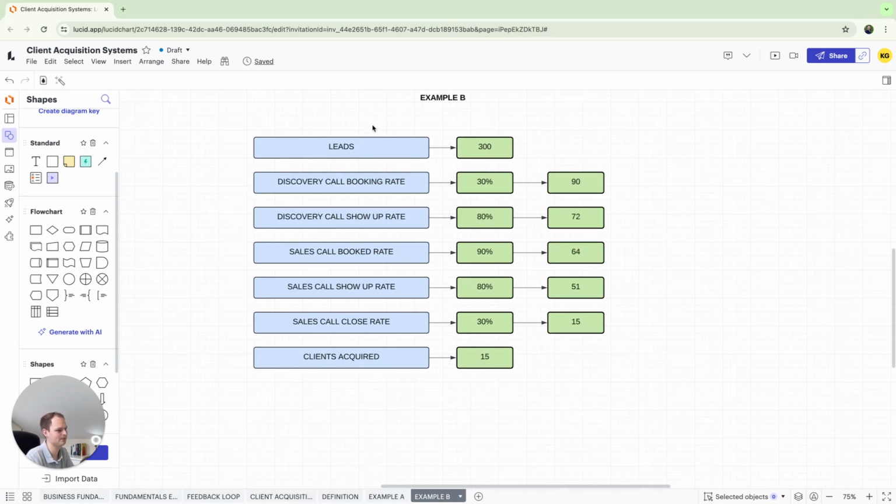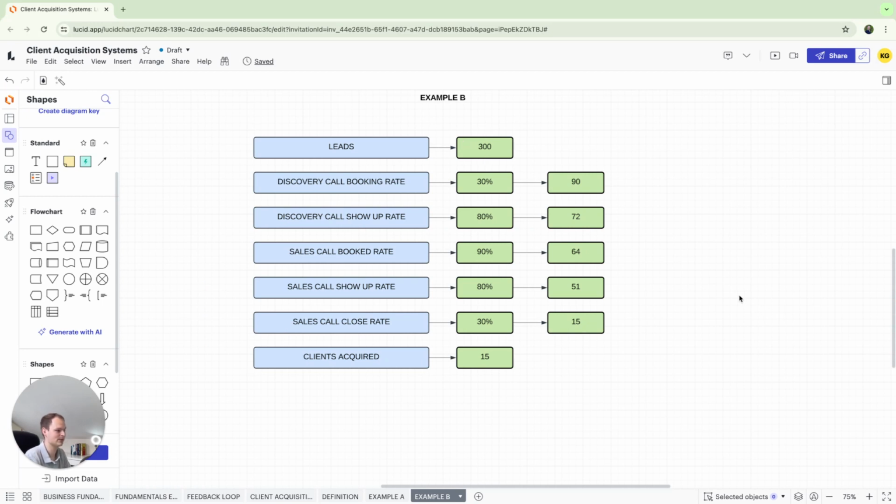Now, if we look at example B, we have 300 leads, which is 3 times the amount of leads from our previous example. We have a discovery call booking rate of 30%. 30% of our leads converted into discovery calls, we're left with 90. 80% of the discovery calls actually show up, we're left with 72. Sales call booked rate, 90%. 90% of our discovery calls turn into sales calls, 64, of which 80% of them actually show up, we're left with 51. And then a sales call close rate of 30%. 30% of our sales calls convert into customers, we're left with 15. 15 clients acquired.